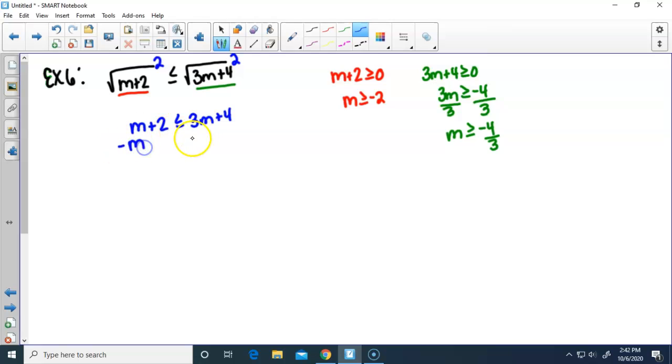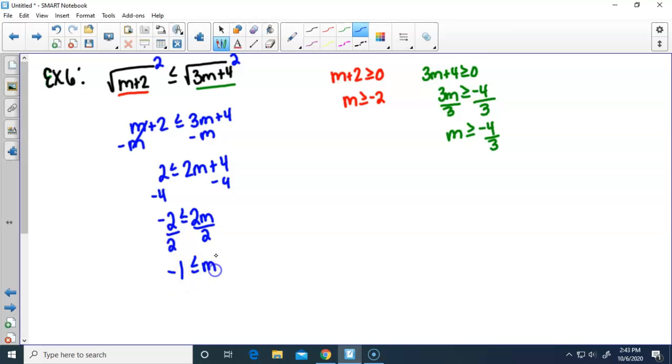So we're going to subtract m. And so 2 is less than or equal to 2m plus 4. We can subtract our 4. And so we get -2 is less than or equal to 2m, and divide by 2 here. So negative 1 is less than or equal to m. I'm going to rewrite this as m is greater than or equal to negative 1. If I flip this around, remember I've got to flip that sign there.